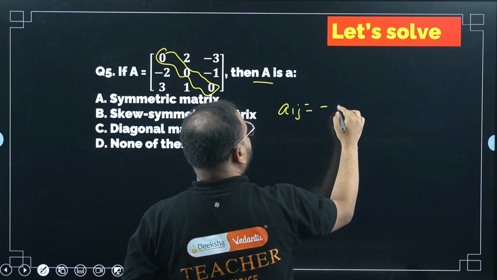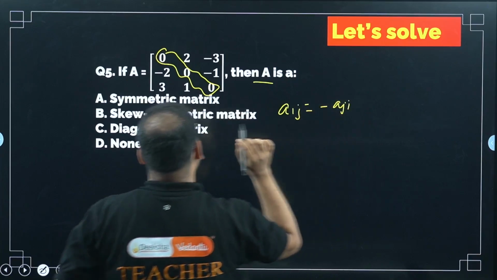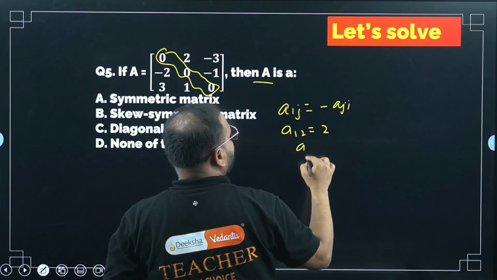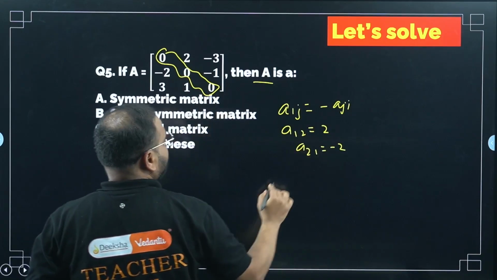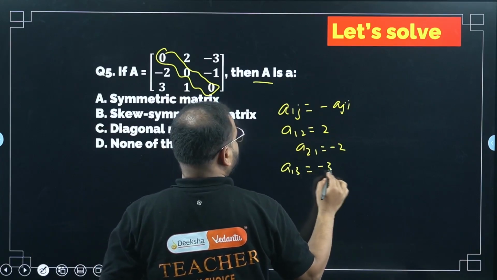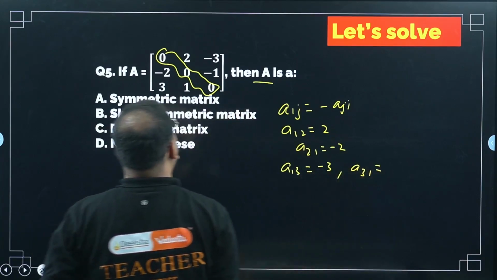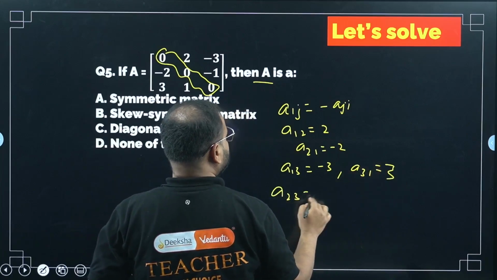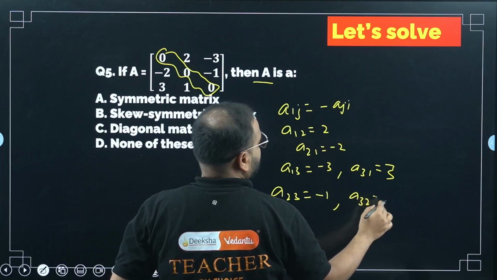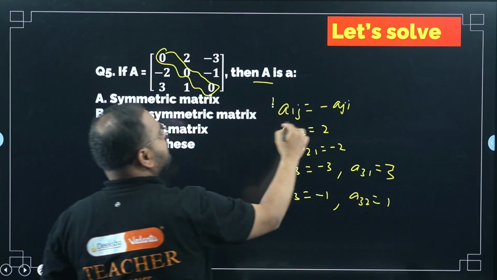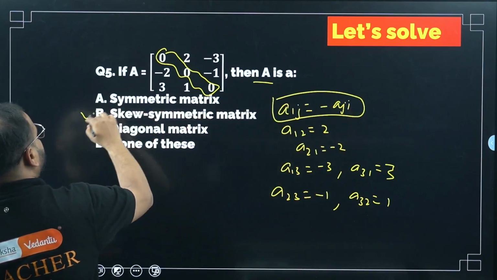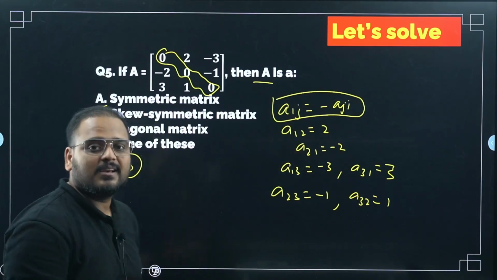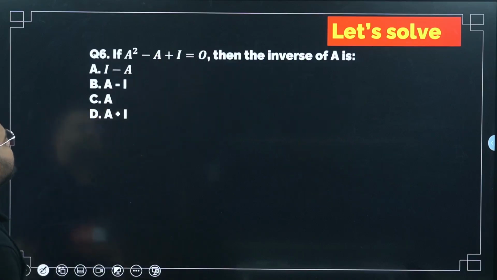Aij should be equal to minus Aji. Check here. A12 is 2 and A21 is minus 2. Same way, A13 is minus 3 and A31 is 3. A23 is minus 1 and A32 is 1. So this is valid, no? Aij equals minus Aji. Answer is B. Skew symmetric matrix. So the given matrix A is a skew symmetric matrix. I hope you understood.